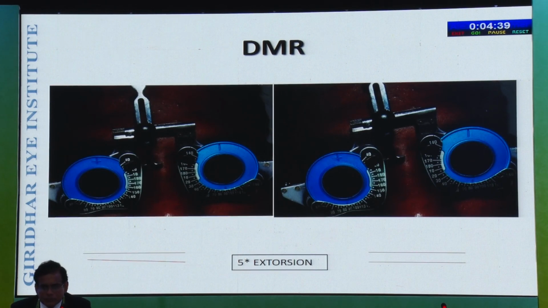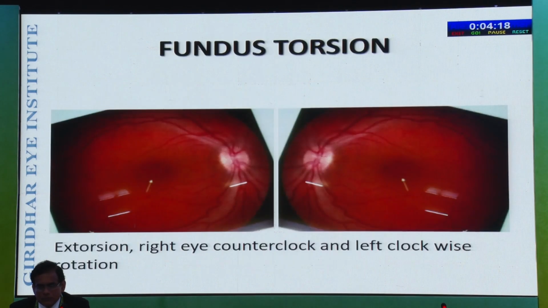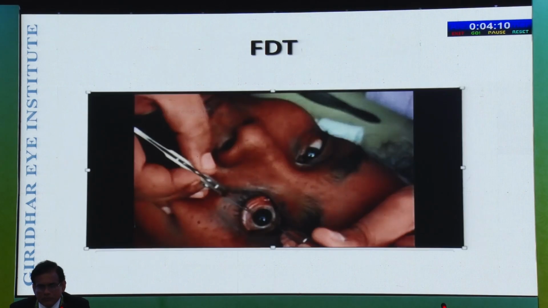Double Maddox rod is very important. In vertical deviation, the patient perceives two parallel lines. In torsional deviation, they perceive tilted lines. So we can actually quantify the torsion by asking the patient to rotate the Maddox rod. And indirect fundus examination can give a clue regarding the torsion. Forced duction test will tell us whether it is a restrictive pathology or a paralytic pathology.